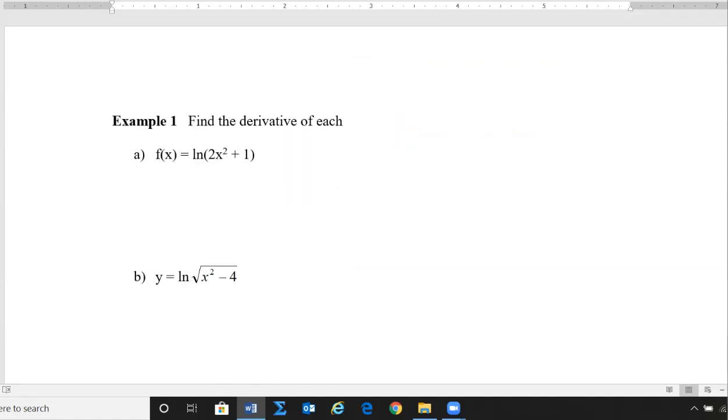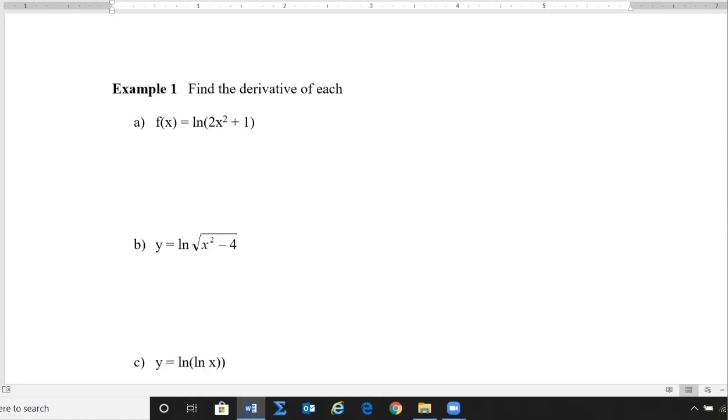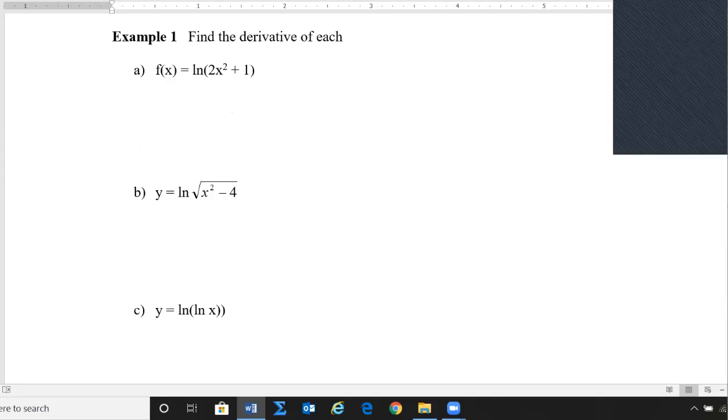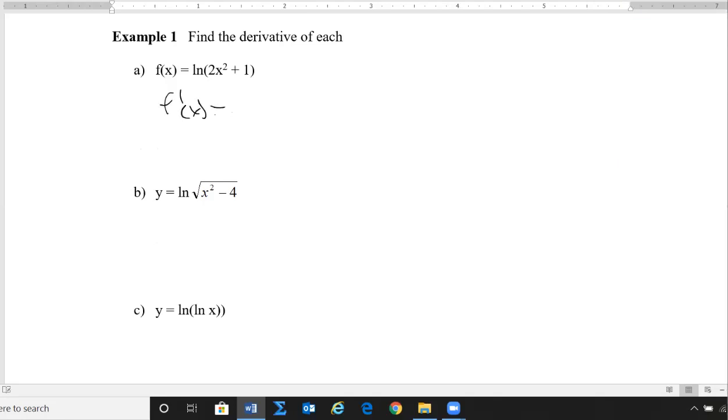Now let's take a couple examples here. I want to get a couple of things done in this video besides just talking about the definition. So let's jump right in and get a derivative. F prime of x, since it's not just x, would have to be the derivative, which is 4x over 2x squared plus 1. That's it.